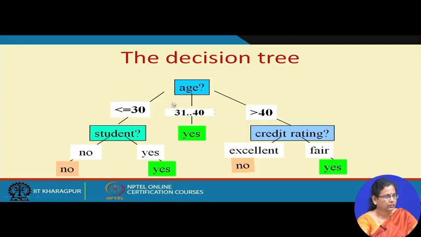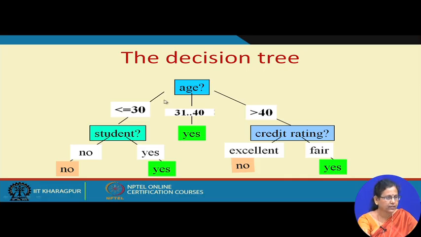Which might be of this form. What is at the root there will be age. If somebody comes, first of all you will be checking what is his age. If the age is between 31 to 40, then based on your past data you know that he is definitely going to buy it. So, you will suggest the item.